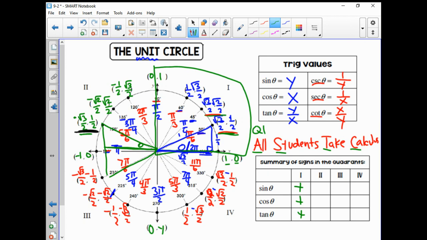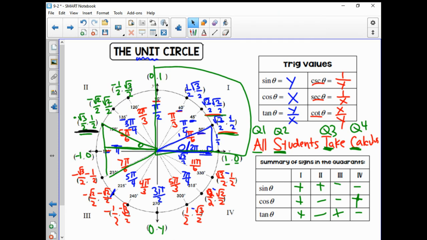In quadrant 2, only the sine, the S, is positive. Everything else is negative. In quadrant 3, only the T, or only the tangent, is positive. All the others are negative. And in quadrant 4, only the cosine is positive. Sorry, that's a positive. That makes the sine and the tangent negative. That's our next lesson, so our next video, so watch for that one. But I just wanted to fill that out while you are on the unit circle page right there.